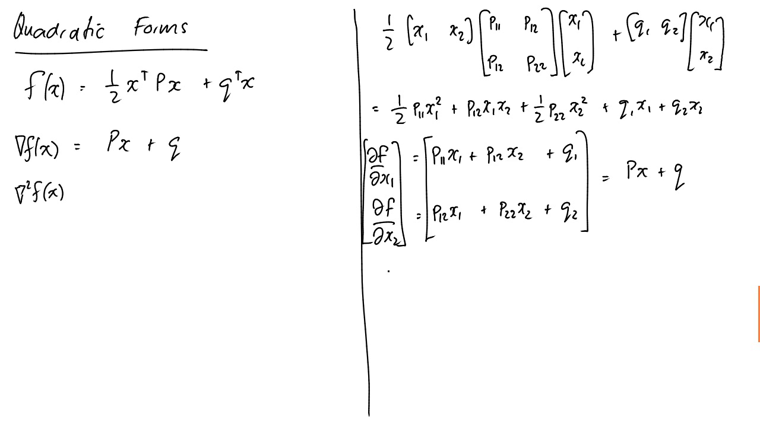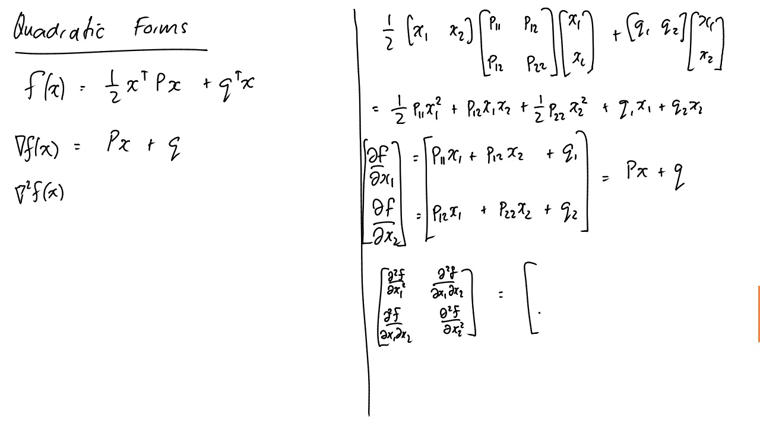How do we get that? Well, we just look at this matrix here. And so we've got d squared f dx1 squared, sorry, I keep making mistakes today, d squared f dx1 dx2, d squared f dx2 squared, and d squared f dx1 dx2 again.